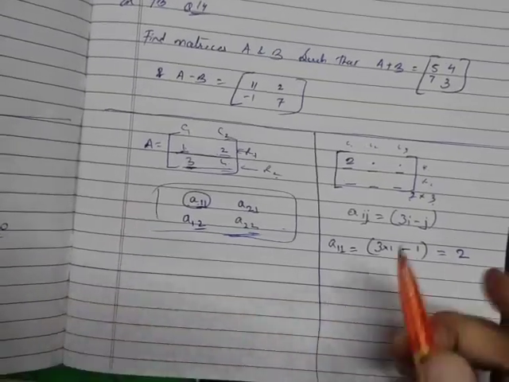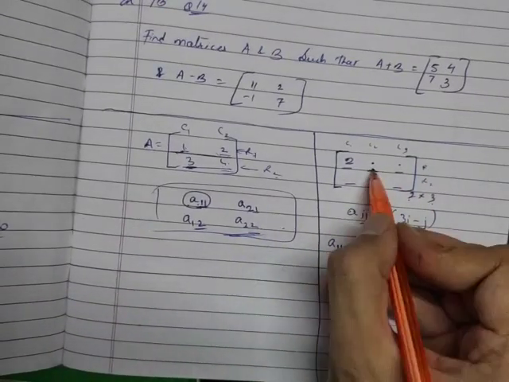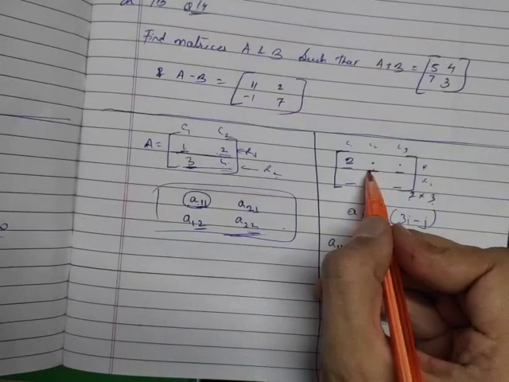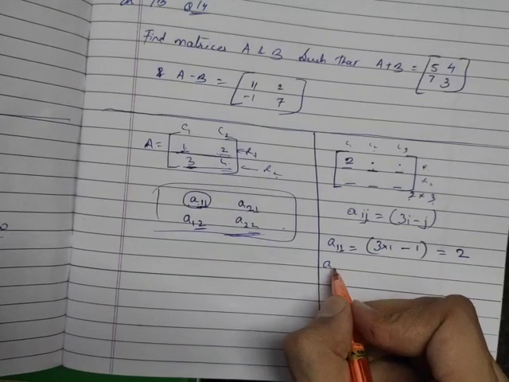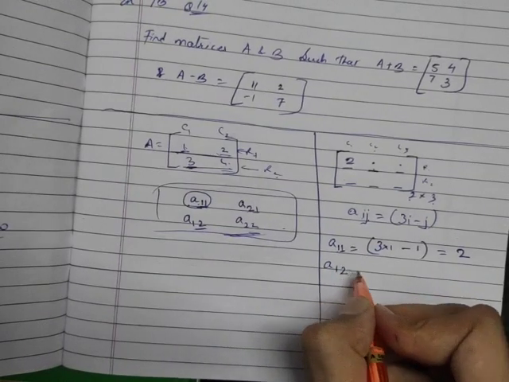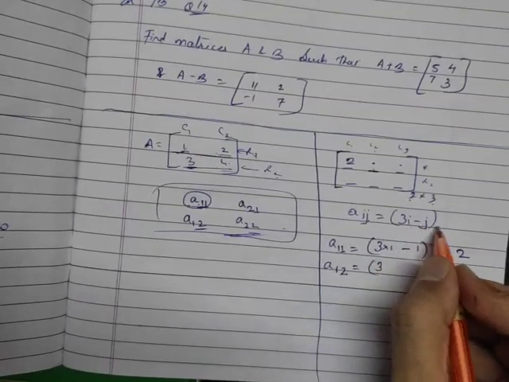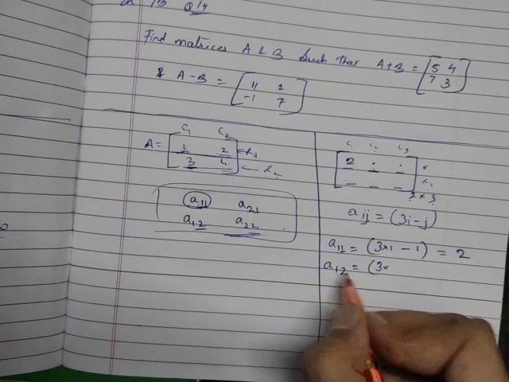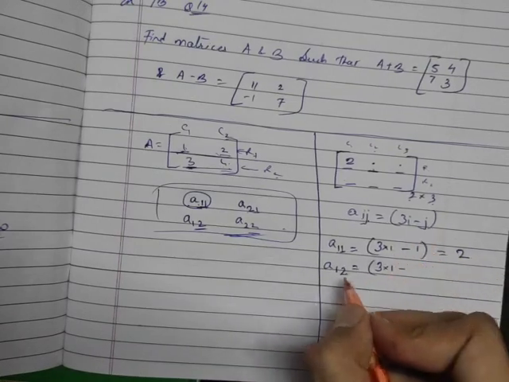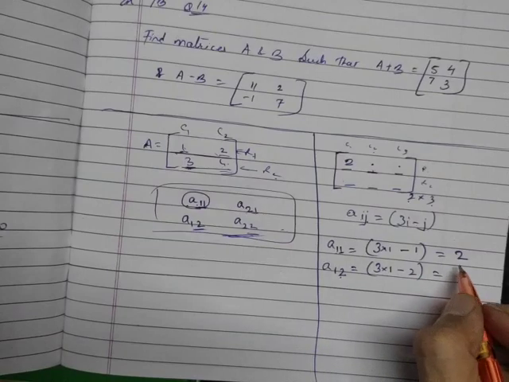Let's take one more example. Say, for example, I want to fill this element. What is the position? Row number first, column number second. So that means A12 I am calculating now. As per the formula again, 3i minus j. So 3 into, what is the value of i in this case? 1 again. Minus, what is the value of j? It is 2. So 3 minus 2, which becomes 1.